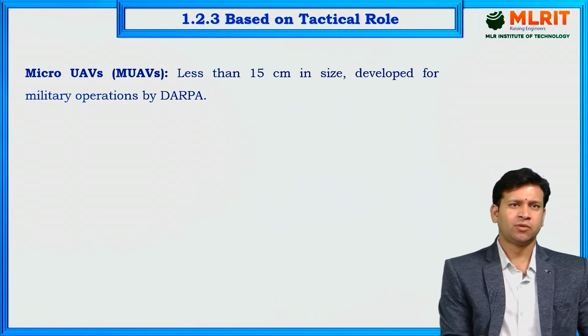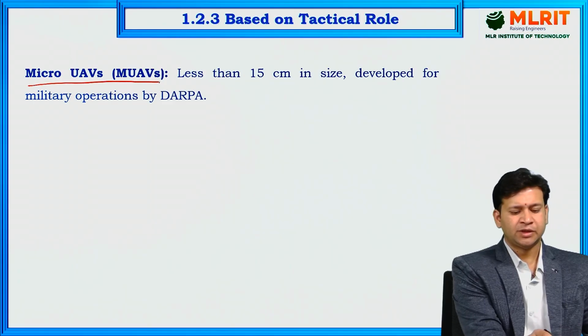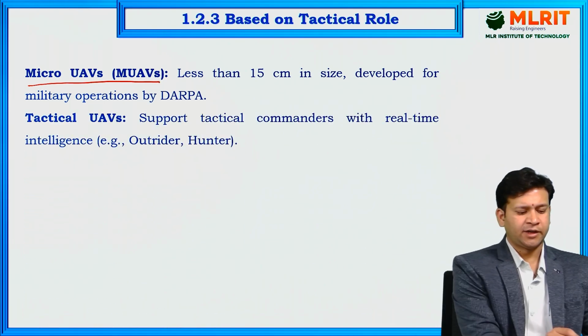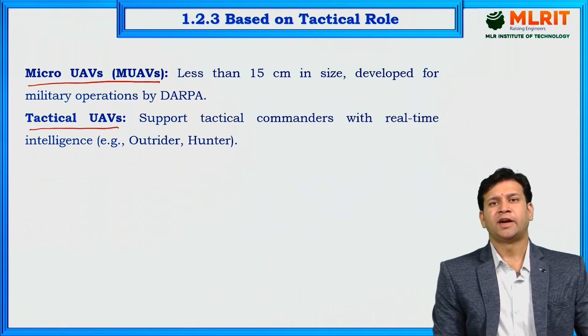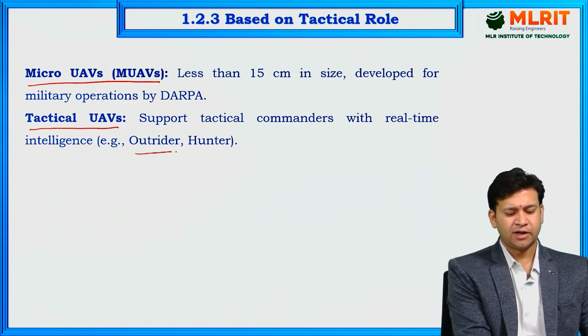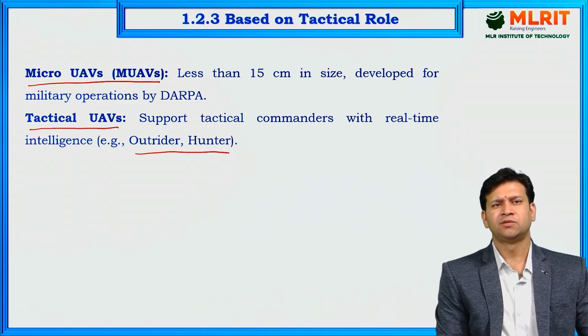Based on tactical roles, we have micro UAVs, which is less than 15 centimeter in size, developed for military operations by DARPA. Tactical UAVs support tactical commanders with real-time intelligence. For example, Outrider and Hunter, these are two unmanned air vehicles which are under this category.